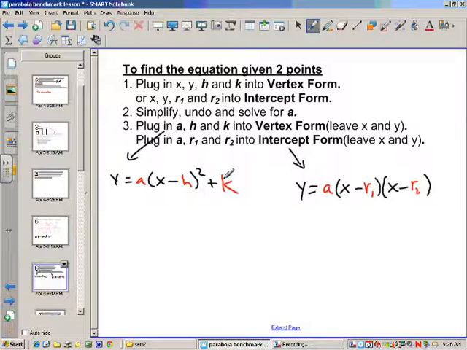There are 5 unknowns, and I'll give you 4 pieces of information. That leaves us with 1 unknown. And the method we'll use for finding the 1 unknown is to plug in those 4 values, whether it's x and y, h and k in vertex form, or x and y, r1 and r2 for intercept form. We'll plug in, simplify, undo, and ultimately solve for a, our dilation factor. That number then will be plugged back in with the h and k into vertex form, remembering to leave x and y blank, or we'll plug in the a and either root or both roots into intercept form, leaving x and y, because we like to have variables that we can solve for.